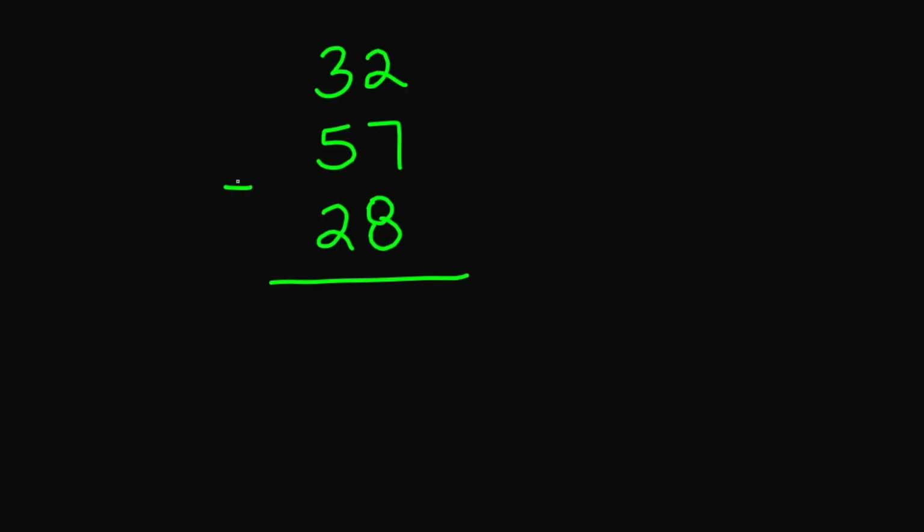So let's try one more example. Let's look at this example here. 32 plus 57 plus 28. So first we're going to add 2 plus 7, that's 9. 9 plus 8, that's going to give us 17. I'm going to write my 7 and carry the 1. 1 plus 3 is 4. 4 plus 5 is 9. 9 plus 2 is going to equal 11. So your final answer is 117.